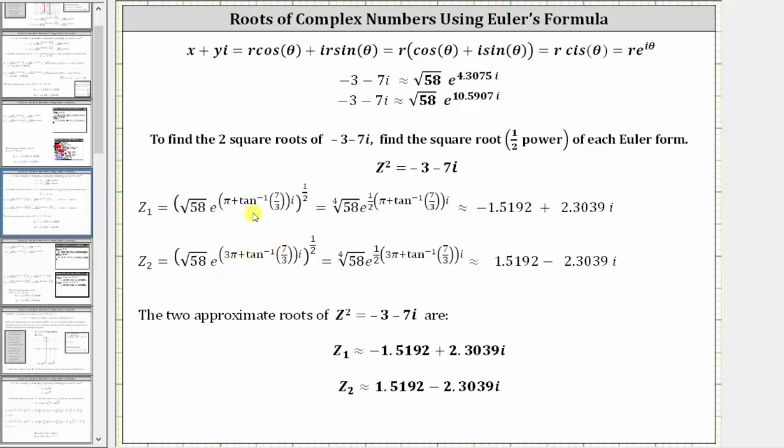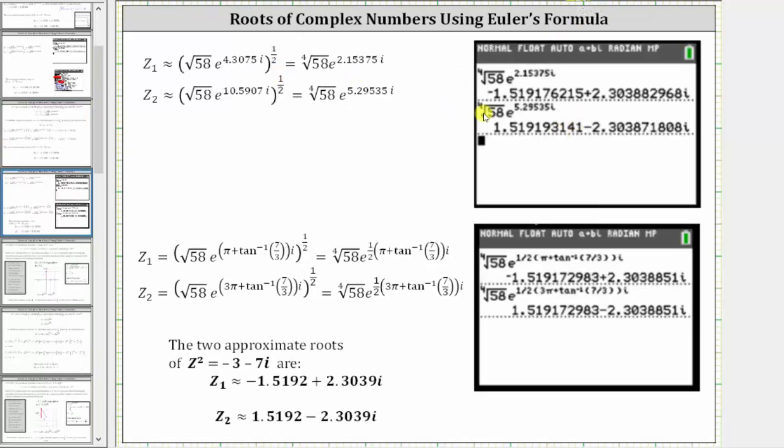And notice how when raising this to the 1/2 power, we now just have a factor of 1/2 in the exponent, and we still have the 4th root of 58. And now let's go to the calculator and verify we do get similar results. So we've already seen this first calculation. Notice how for the second calculation, using the exact angles, there is a slight variation in the solutions or roots, but to 4 decimal places, we do still get the same results, which are shown here below.